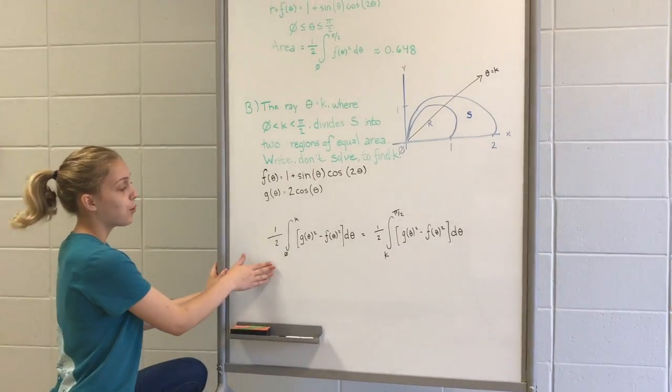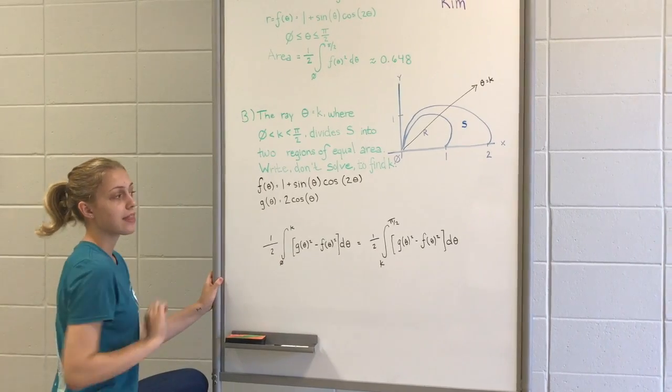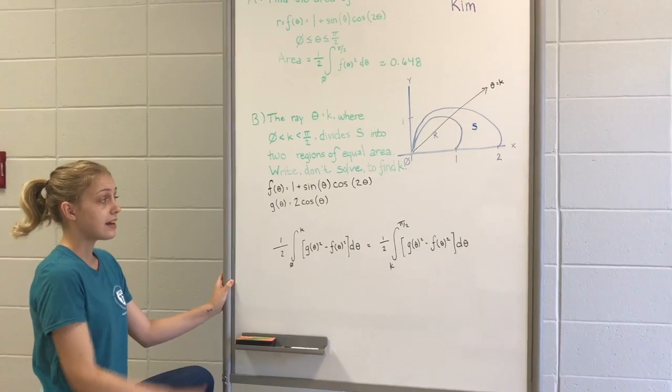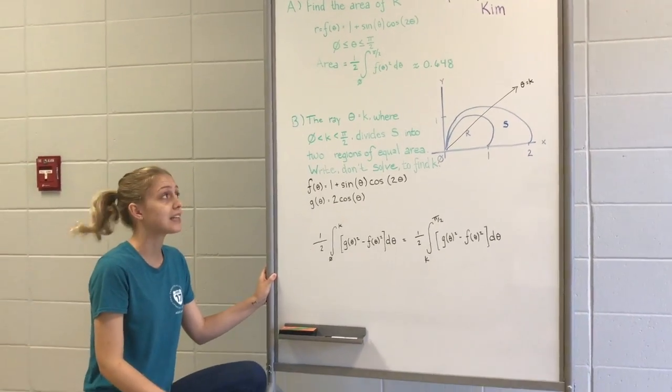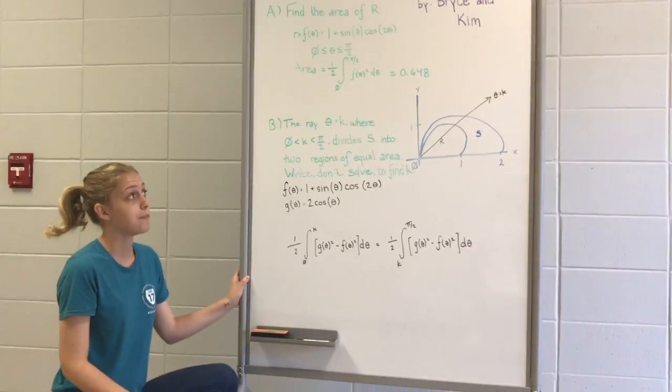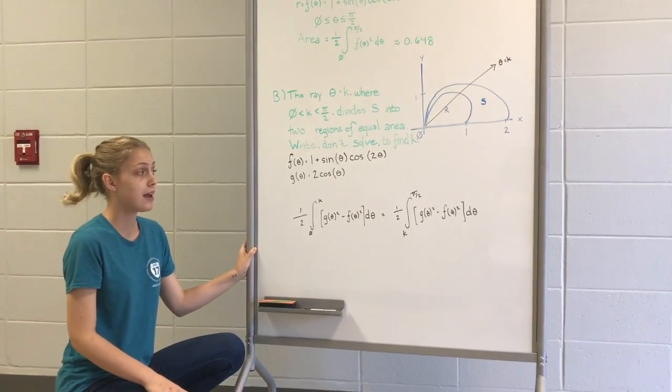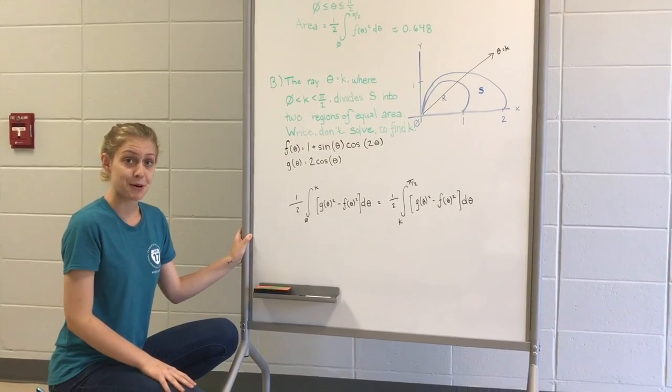Once we do that, we set one integral from 0 to k, and then we set the other integral from k to pi over 2. And then, if we were to solve for k, we would know exactly where that ray is that divides the area of S into two equal parts. And that's how you solve part B.